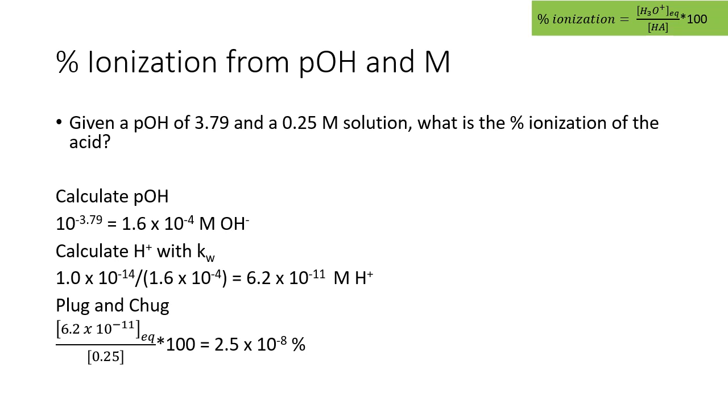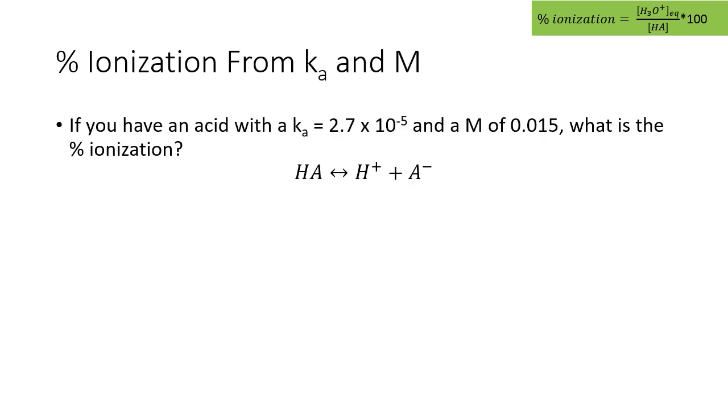Okay, so let's try a different permutation of the problems. Let's read this one off. If you have an acid with a Ka of 2.7 times 10 to the negative 5th and a molarity of 0.015, what is the percent ionization? So we have a pretty tiny Ka, right? It's times 10 to the negative 5th. That's itty bitty, which means that we're going to have to use an ice table. Here we go with the ice tables again.